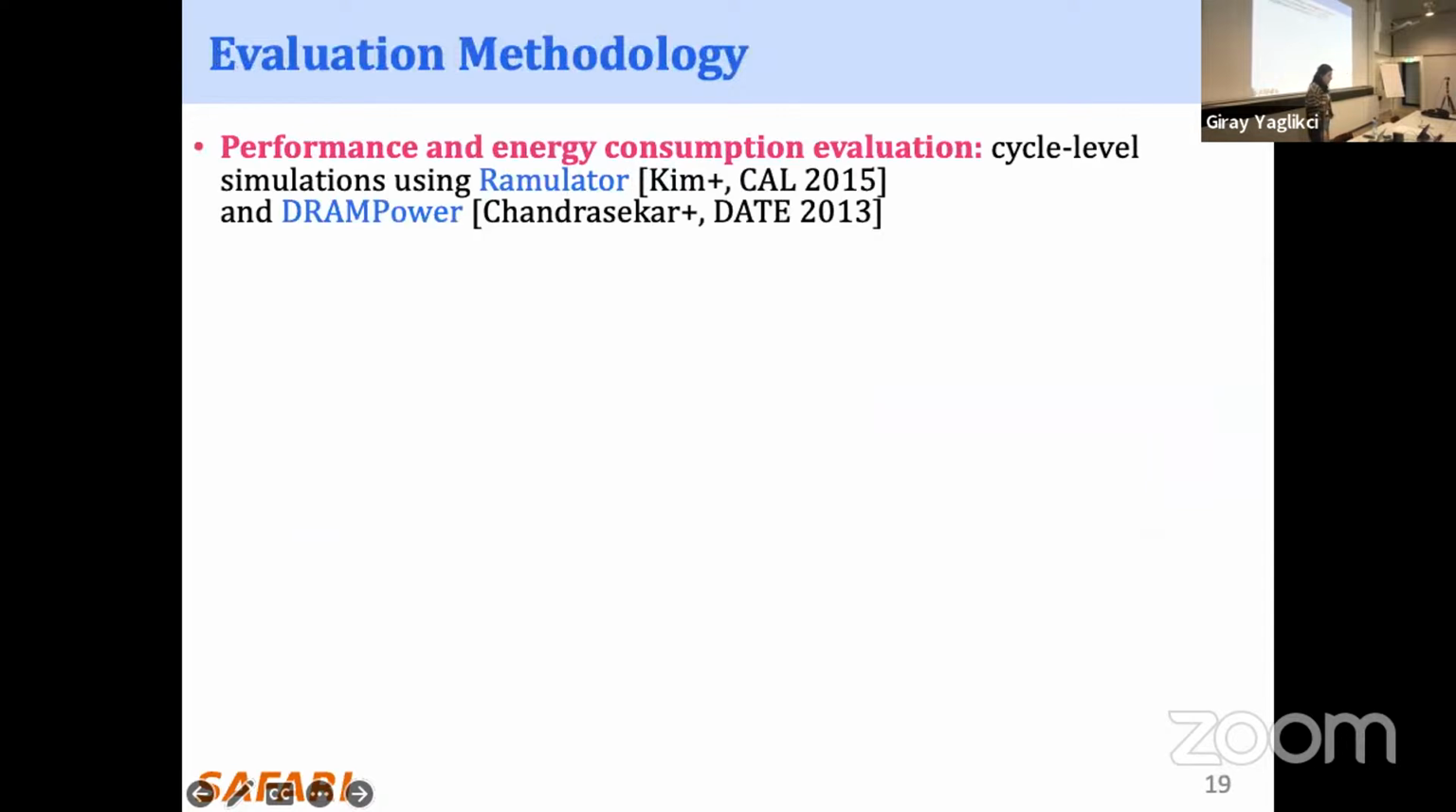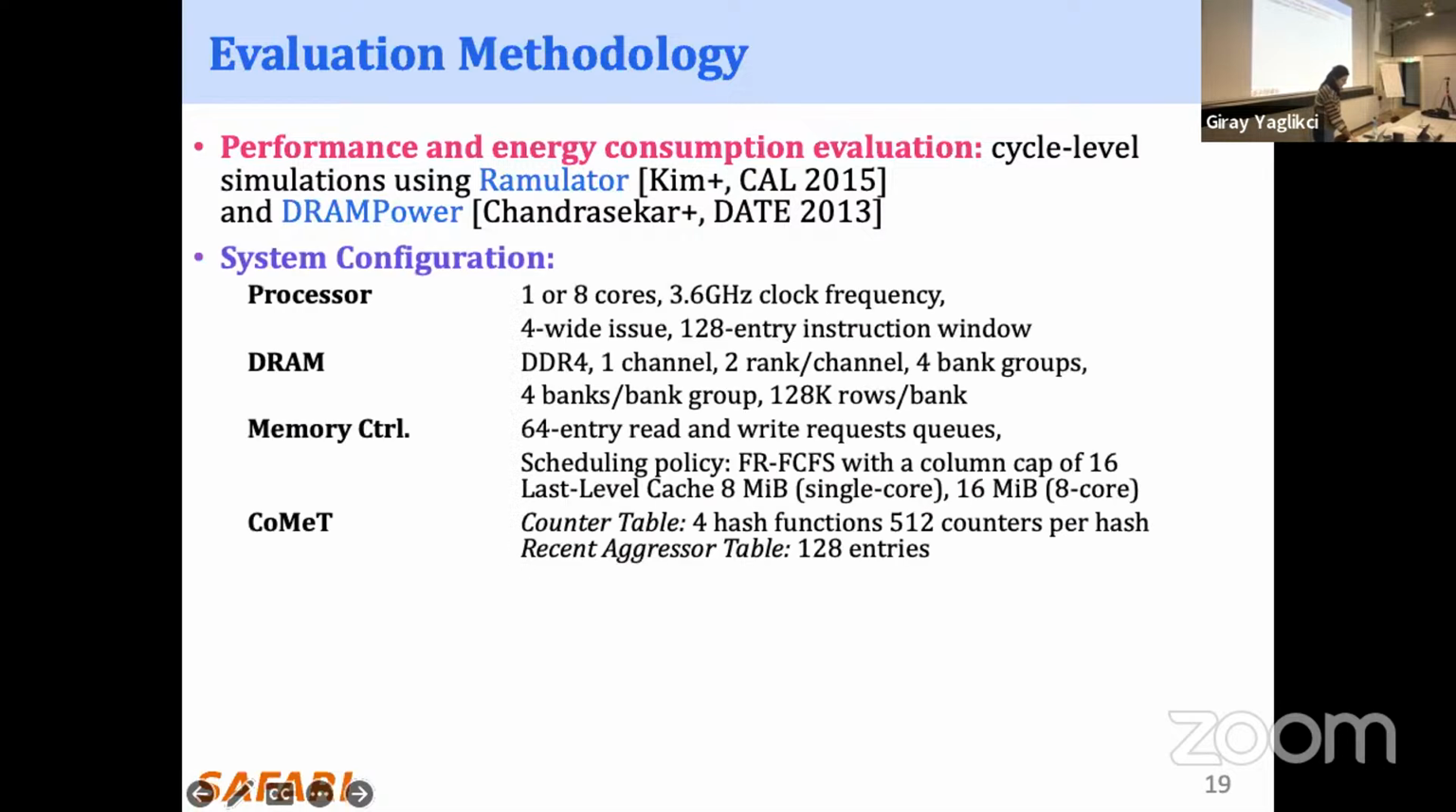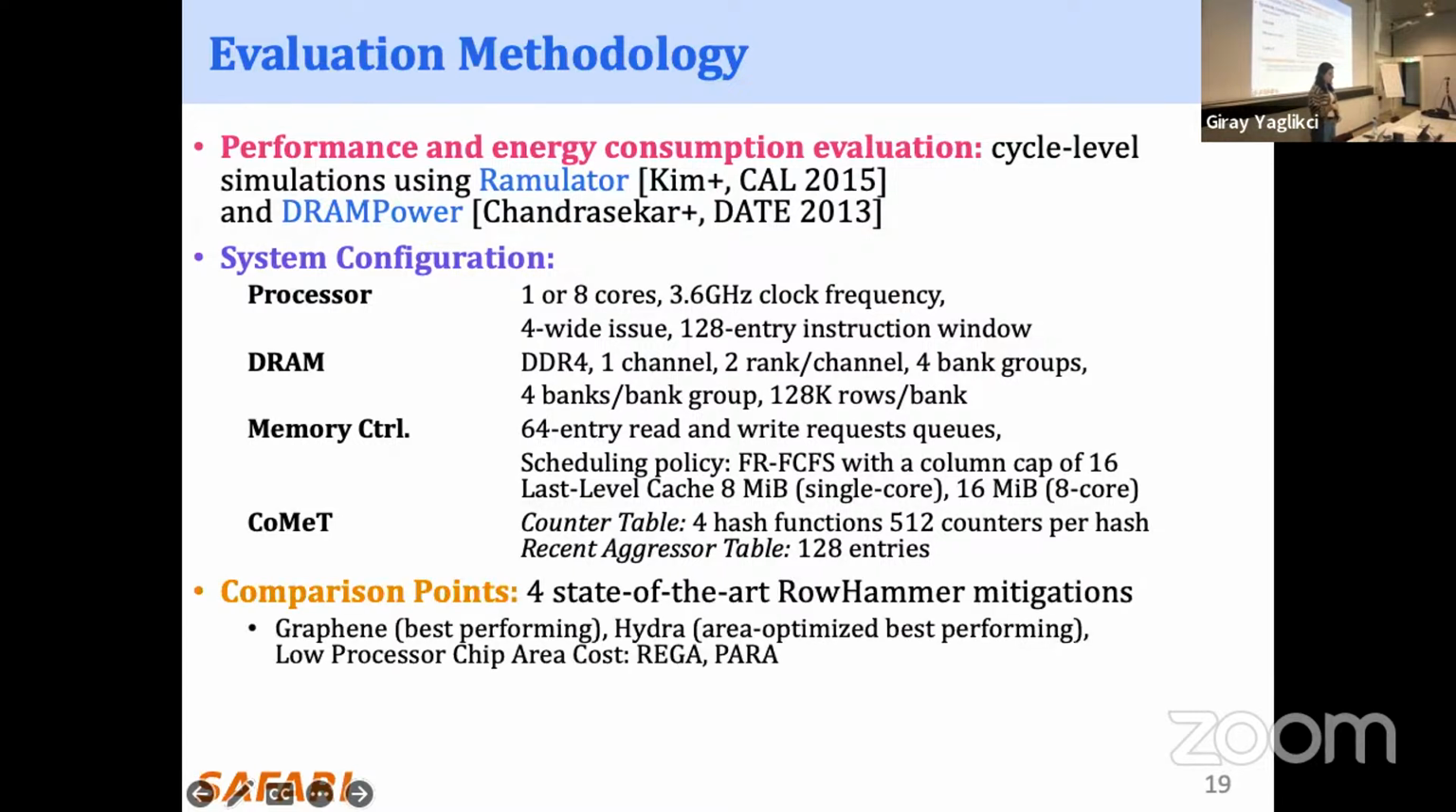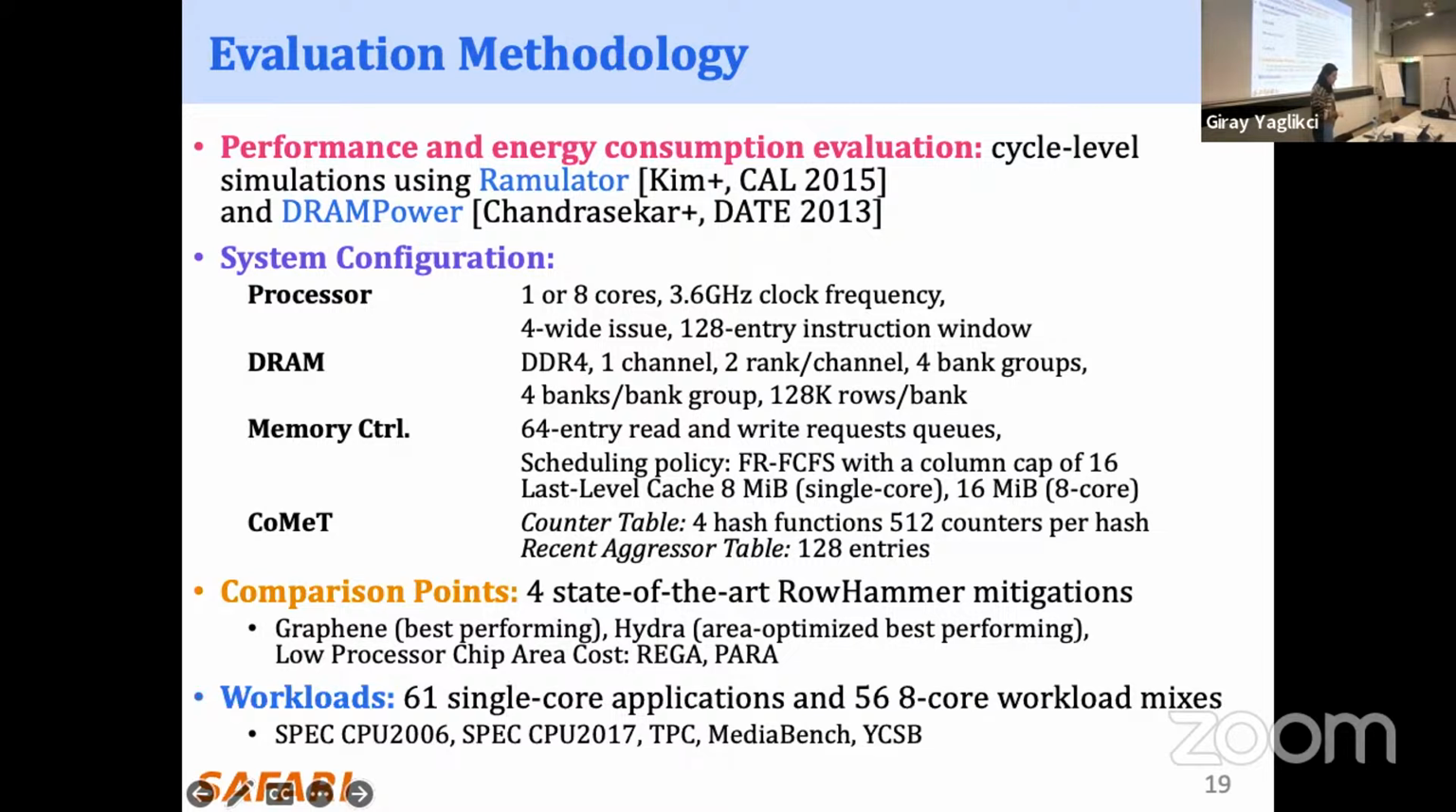So we evaluate the performance and energy consumption using cycle level simulation using emulator and DRAM power. These are the system level configurations that we use for the simulation. We compare Comet against 4 state-of-the-art RowHammer mitigation techniques, namely Graphene, Hydra, REGA, and PARA. And we evaluate all these mitigations across many single core and 8-core workload mixes.